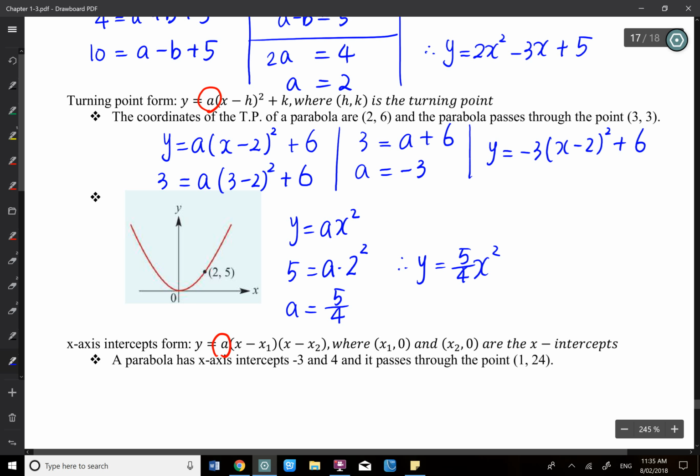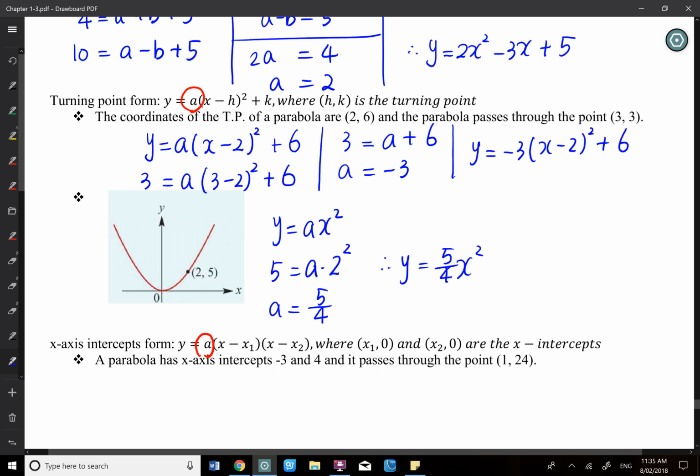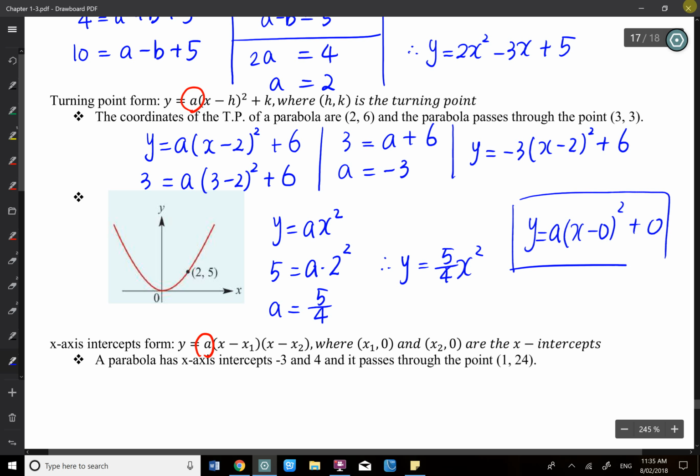Why is y equals ax squared? If you know the turning point is (0, 0), I can say that's y equals a(x minus 0) squared plus 0. And that's just y equals ax squared, if you simplify that. So that's why we have this equation at the beginning, y equals ax squared.